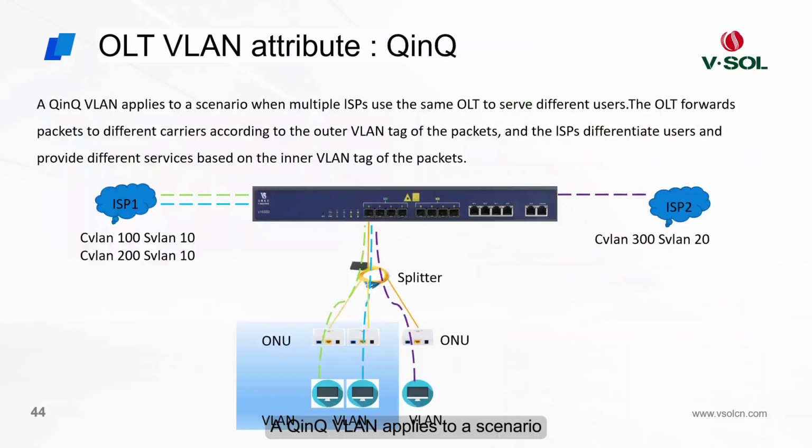A Q-in-Q VLAN applies to a scenario when multiple LSPs use the same OLT to serve different users. The OLT forwards packets to different carriers according to the outer VLAN tag of the packets, and the LSPs differentiate users and provide different services based on the inner VLAN tag of the packets.